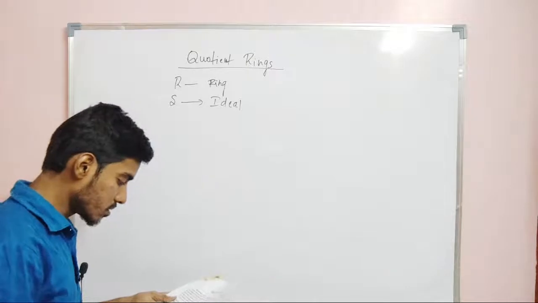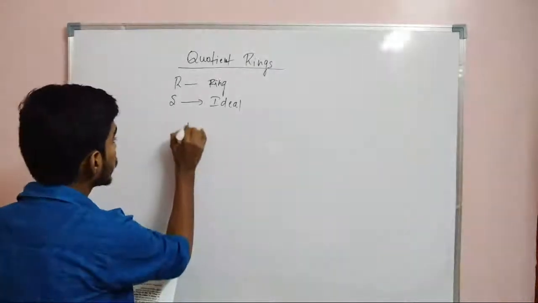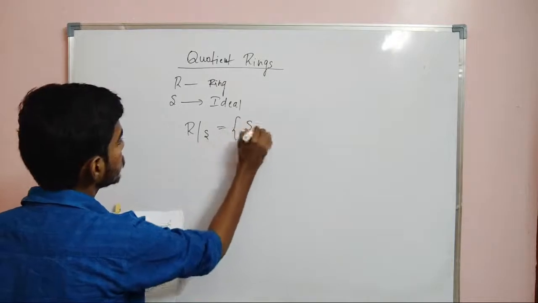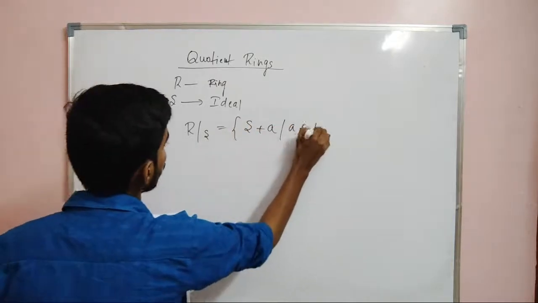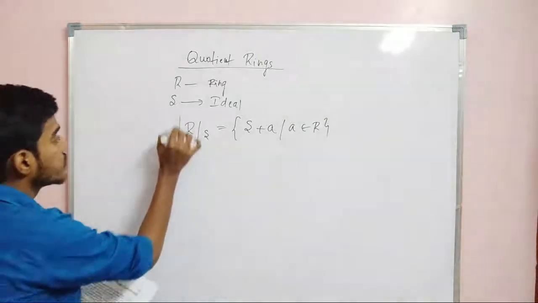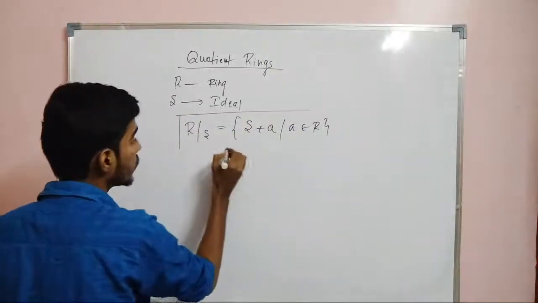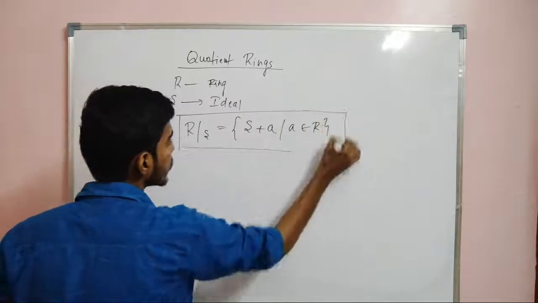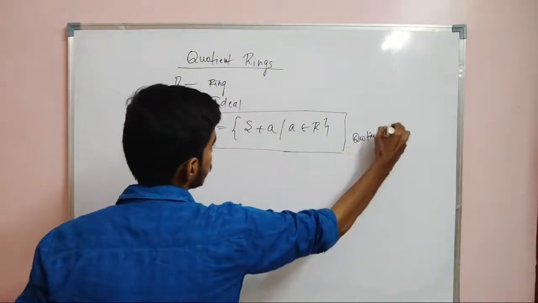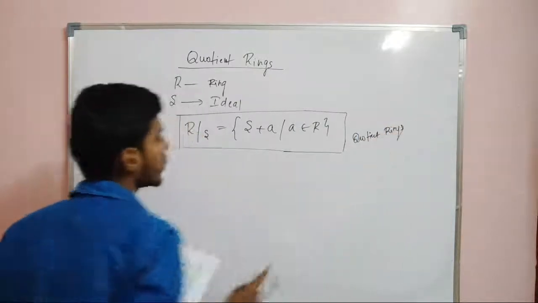Now we are going to form cosets, that is, R by S. R by S is the set of all S plus a, where a belongs to the ring R. This set will form a ring, and this set is called the quotient ring.